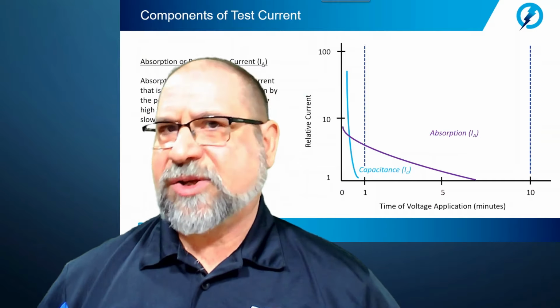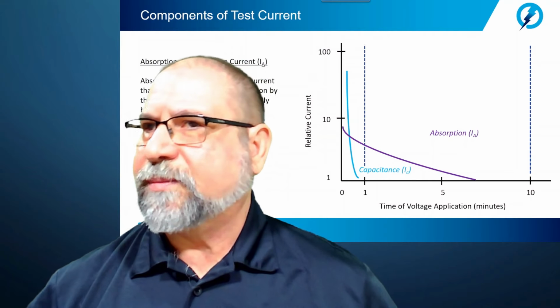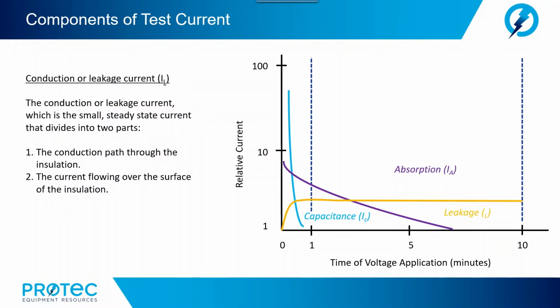All right, let's talk about the other currents that flow. We also have the conduction or leakage current. Now, the conduction or leakage current is the small steady state current that divides into two parts: the conduction path through the insulation and the current flowing over the surface of the insulation. This is the current that we are interested in and that we document during an insulation resistance test.